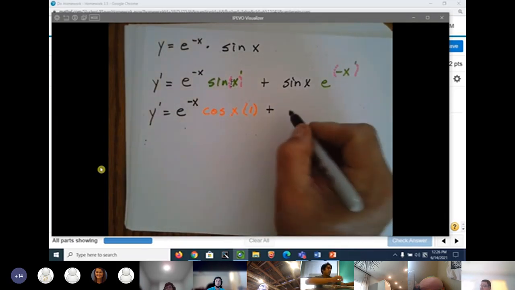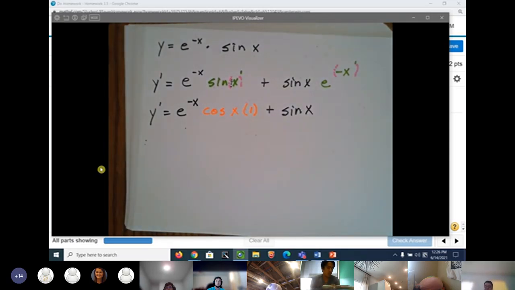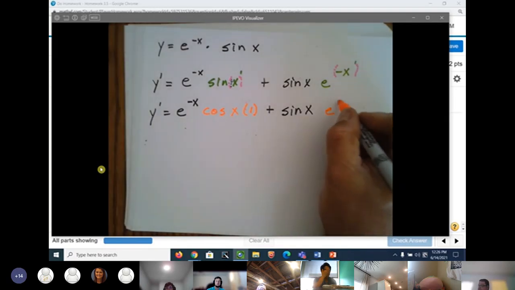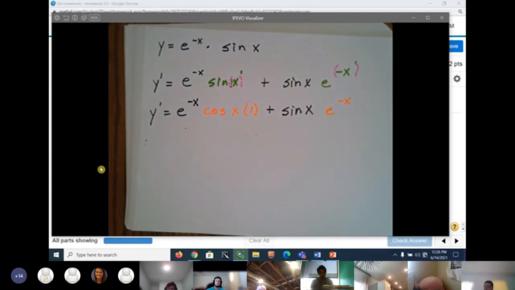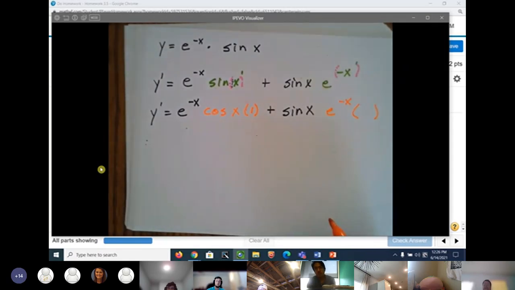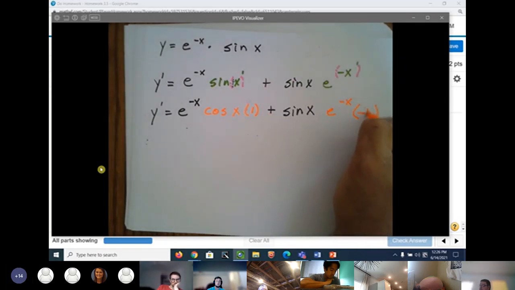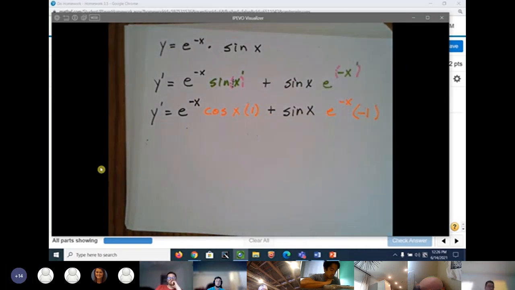And this is going to be sine of x. What's the derivative of e to the x? E to the x, right? So that's going to be e to the negative x. And then what is the derivative of negative x? Negative 1. Now finish it.